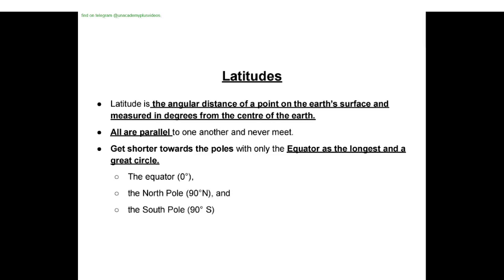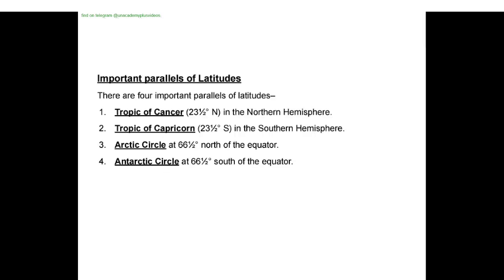Parallels get shorter towards the poles, with only the equator as the longest and a great circle. The equator is 0 degree, the North Pole 90 degree north and the South Pole 90 degree south. Important parallels of the latitudes: there are four important parallels of latitudes.